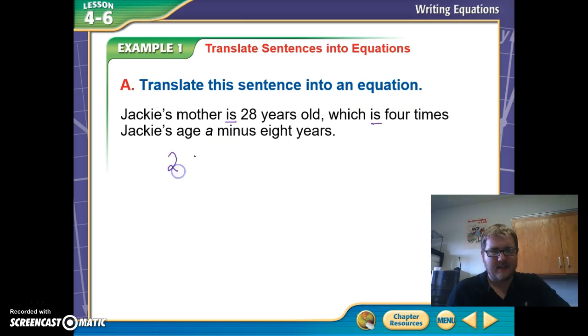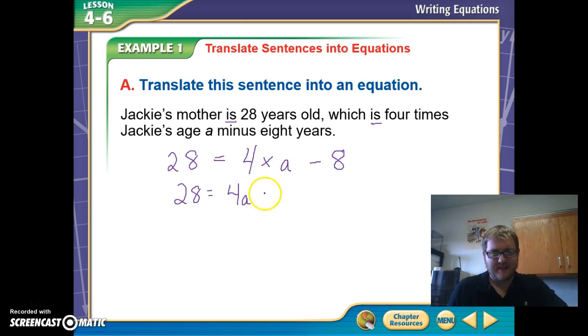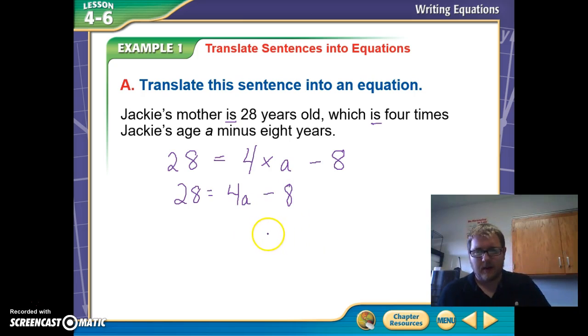So 28 equals, or is, 4 times Jackie's age. So 4 times Jackie's age, which we're calling A, minus 8 years. So we can make that 28 equals 4A, because we don't want that to be confused with X, minus 8. And then we'll just go backwards and use our problem solving skills we've learned in the last couple sections.